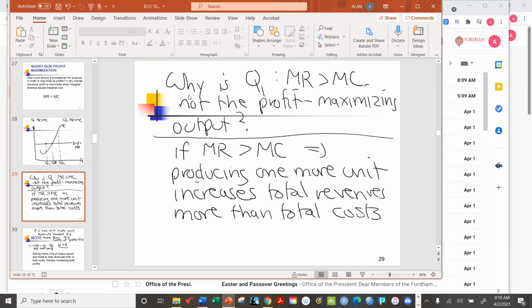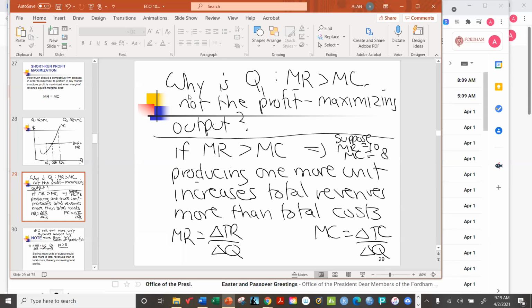Okay, in other words, remember what MR actually means. MR is, I'll remind you down here, the change in total revenue divided by the change in output. Marginal cost equals the change in total cost over the change in total quantity. So when MR is greater than MC, if I produce one more unit, to make up some numbers, suppose that MR is 10 and MC is 8. That means if I make one more unit, I'll get $10 more worth of revenues, and it will only cost me $8 to produce this product. So therefore, I want to produce at least one more unit, because that extra unit is bringing me more revenues than costs.